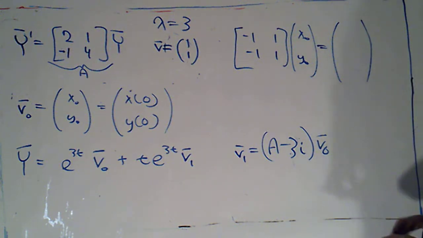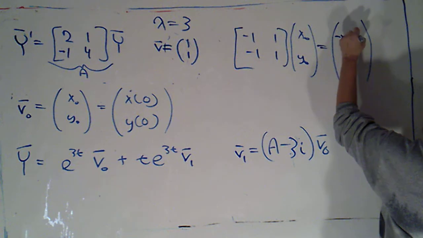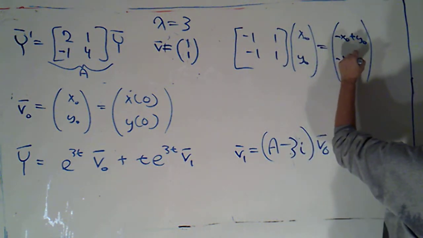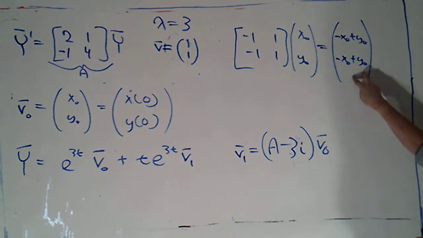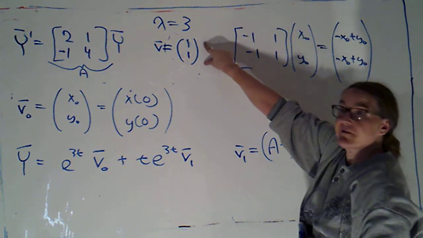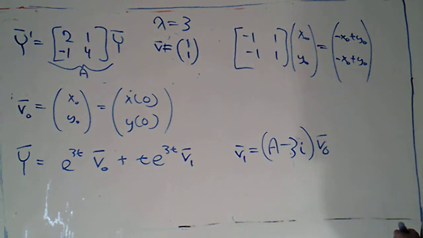And so when I do that, I'm going to get negative x naught plus y naught, negative x naught plus y naught. Notice, kind of neat, if this is 0, I've got the 0 vector. If not, the x and y components are exactly the same, so I've got a multiple of my eigenvector. That was part of the theory that we said we were going to have.